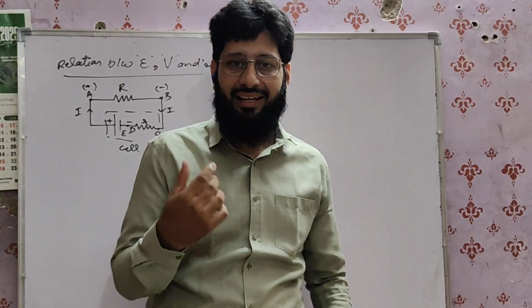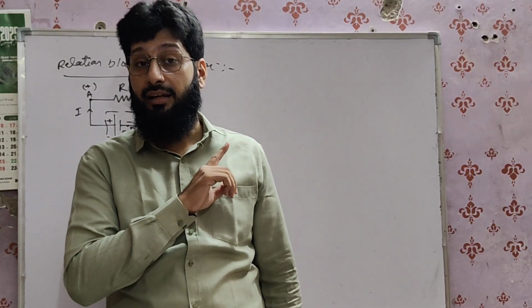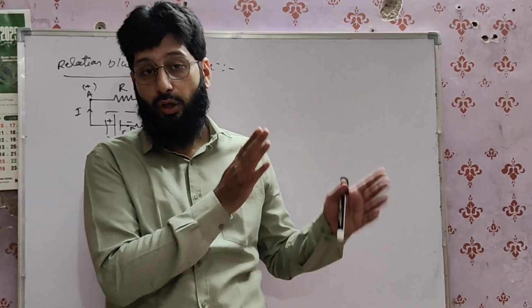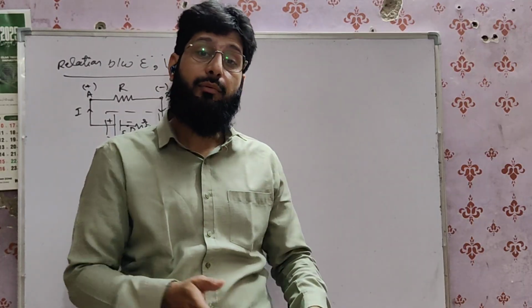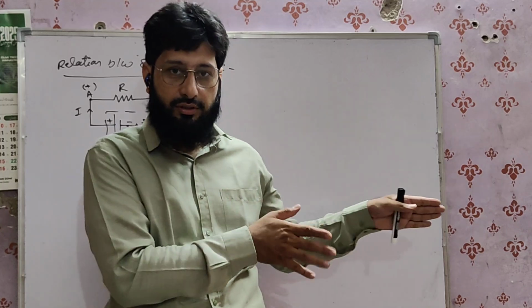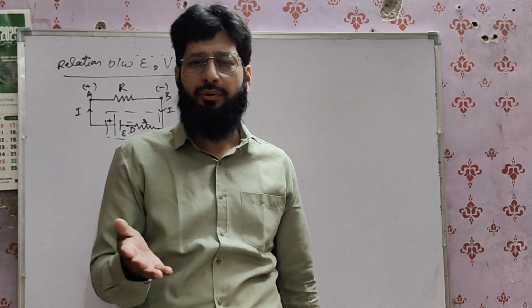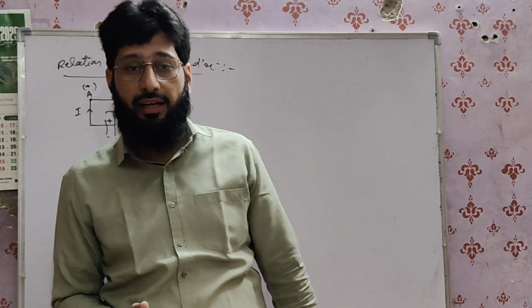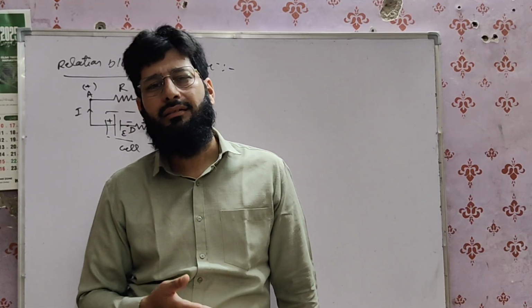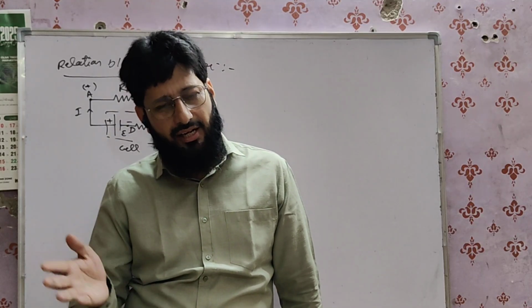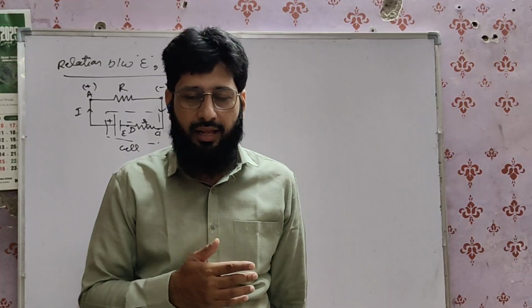Keep in your mind, in a metallic conductor, current never actually flows from the positive terminal to the negative, from higher to lower. Current always flows from the negative terminal to the positive terminal, because electrons go from lower potential to higher potential. But Benjamin Franklin didn't know about electrons and protons. That's why it happens. And he said that charge is flowing from the positive to the negative terminal.